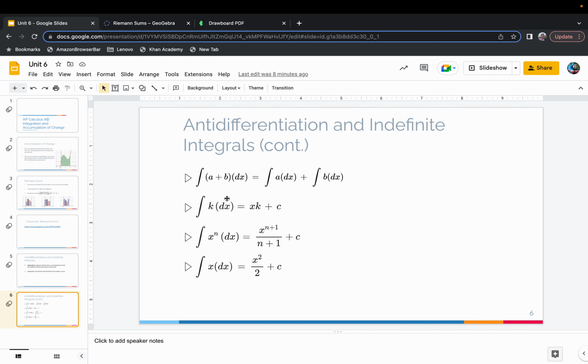Biggest thing you need to remember, all of these rules, same as your differentiation rules, are going to become second nature as you're using them. It just takes practice.